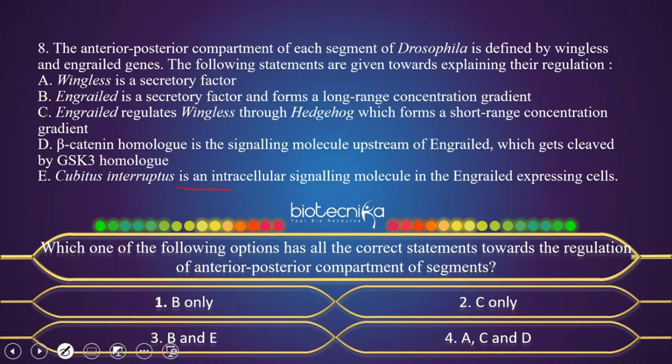Cubitus interruptus is an intracellular signaling molecule in the engrailed expressing cell. No, in the wingless expressing cell. So this is wrong. Correct answer: A, C and D. Very good, everyone. Yashwin, Jakka, Mahima, Debanjan, Nandini, Kaveri, Aditi, Sangeeta, Anit, Nida, Vishal, Nagarjun and Saiva gave the first correct answer. Very good, everyone.